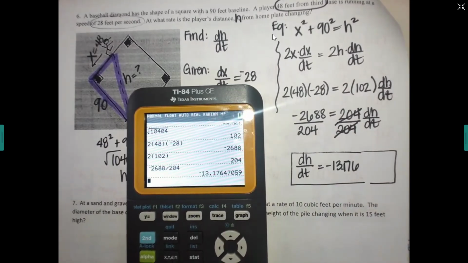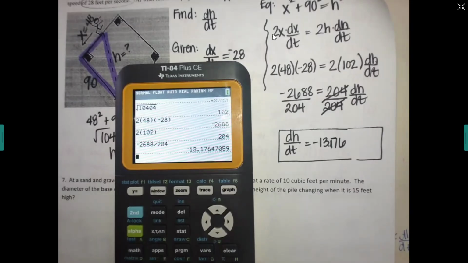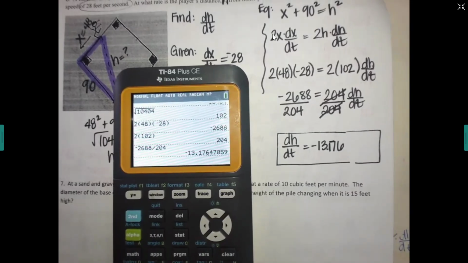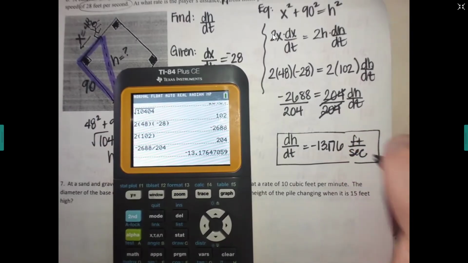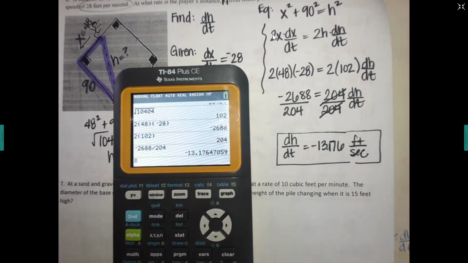Okay, now let's think about units for a second. If I'm measuring how far away he is from home plate, will it be feet, feet squared, or feet cubed? Regular feet, very good. So it'd be feet per second. And that way you don't have to keep track of the units the whole way. You can just think about it at the end.